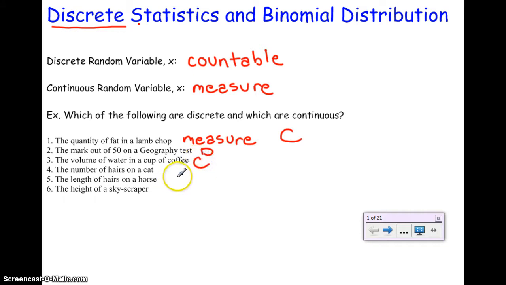The number of hairs on a cat. Well, I wouldn't want to count that, but that is something we can count. However, you might have to approximate it by just measuring, or guessing. So that could be in the middle, but we'll say that's countable for now. The length of hairs on a horse, that's something that's measurable. And then the height of a skyscraper, I guess you could count the floors, so then you could make it countable. So it'd be maybe discrete.